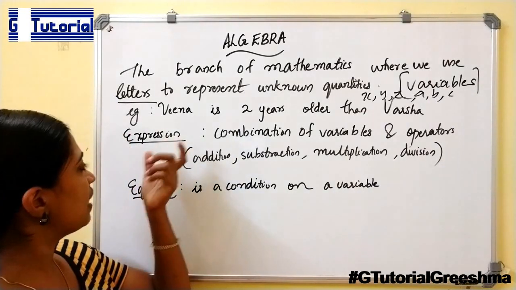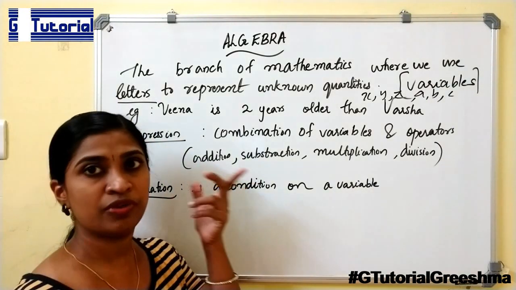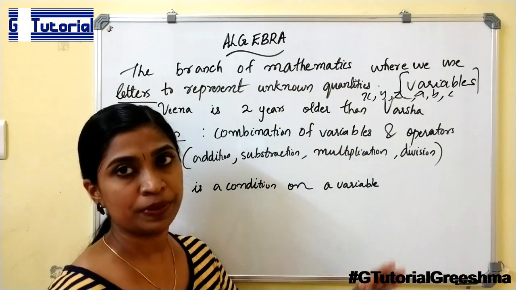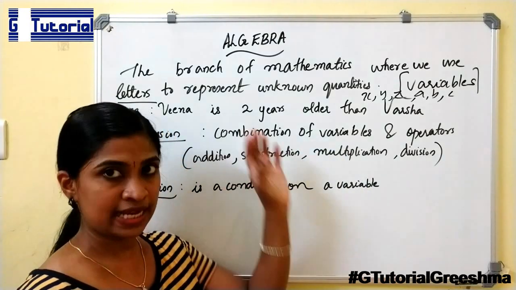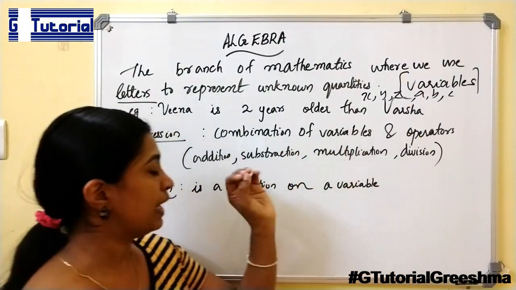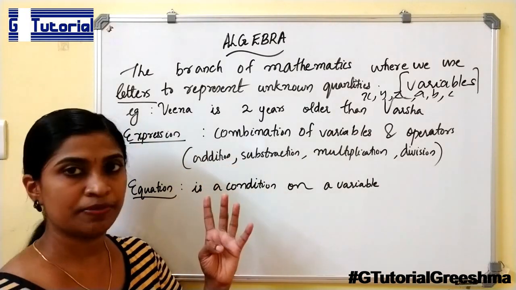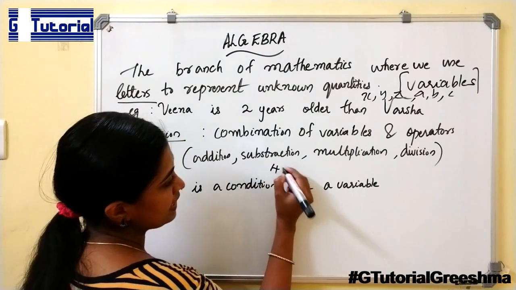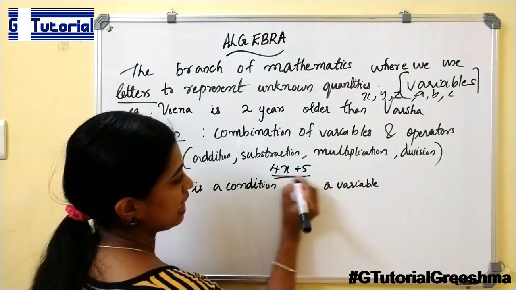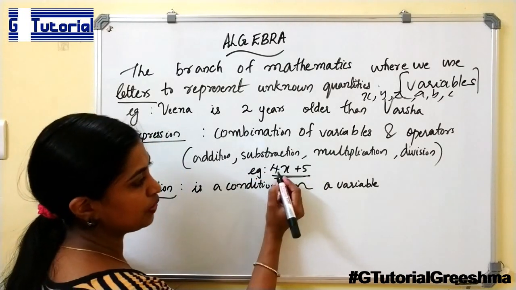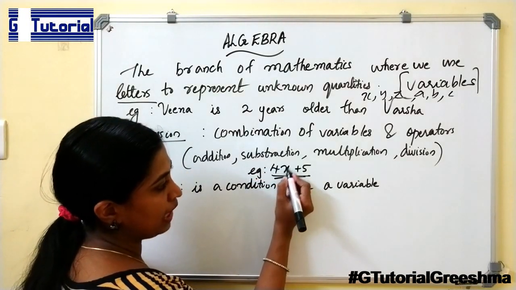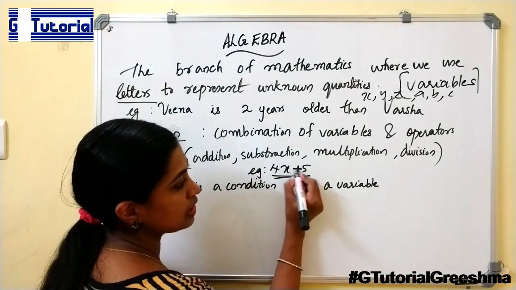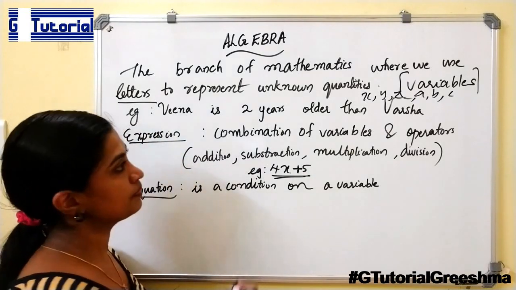And first let us see what is meant by an algebraic expression. It is a combination of variables and operators. That is, it is a combination of these letters and operators. We are mainly dealing with four main operations in mathematics, that is addition, subtraction, multiplication and division. 4x plus 5. This is an example for an algebraic expression. Here we are using variable x and the two terms are separated by an operator plus.